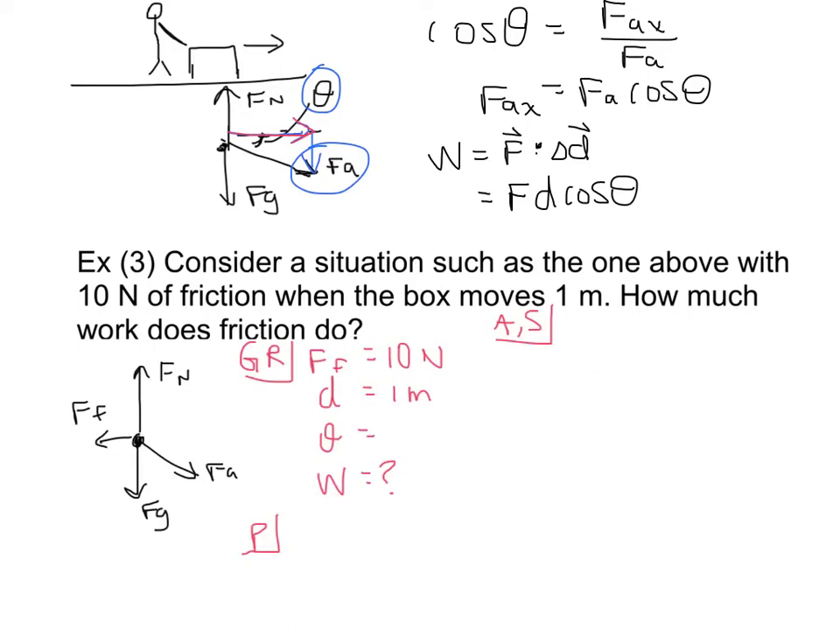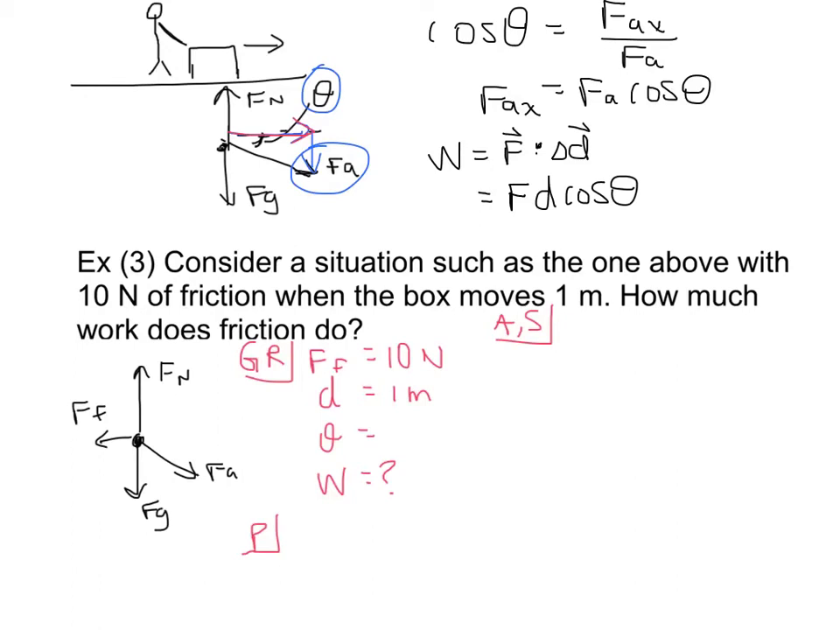So we'll do one example here that involves the direction of the force and the displacement not being in the exact same direction. We'll use the same diagram above. So we're pushing a box across a room, and this time there's friction acting on the box. It moves 1 meter, and we want to know how much work friction does. Not how much work the person does, but how much work friction does.